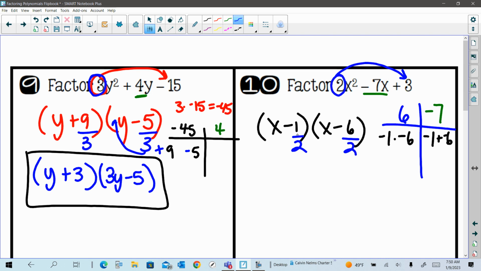2 cannot go into 1, so the bottom comes up. The bottom number goes to the front if it's not divisible. So this becomes 2x minus 1. 2 can go into 6 3 times, so I simplify that to x minus 3.